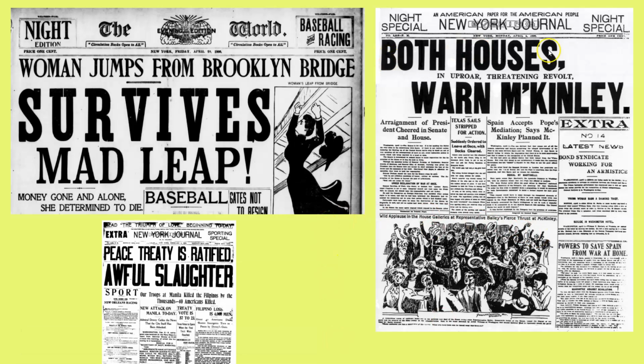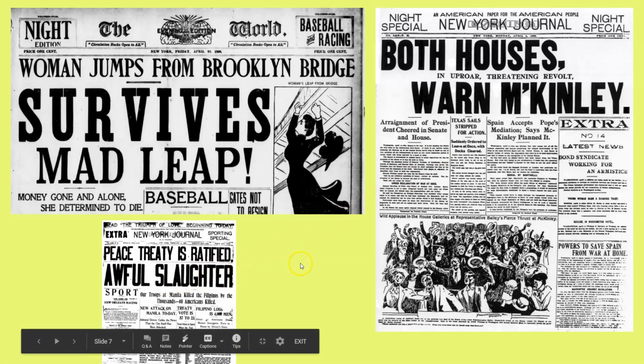So, these are just some of the bold headlines. "Woman jumps from Brooklyn Bridge, survives." Like, what's this about? It makes you want to know. How does that happen? "Peace trees are having awful slaughter." It's like, oh, something terrible. It makes you want to read into the newspaper.